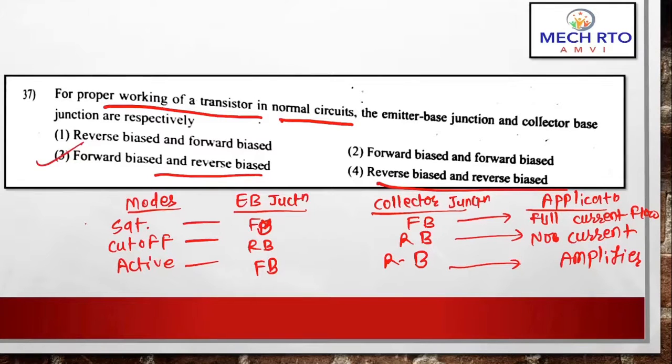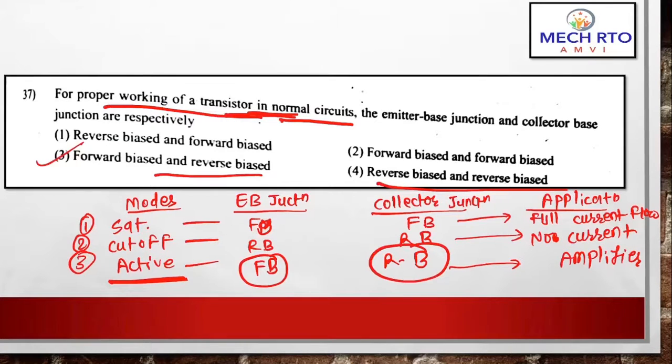So as you can see here, for mode to be active, for proper working of a transistor in a normal circuit, the collector junction is in reverse bias and the emitter base junction is in forward bias, right? So this is what your question was asking: emitter base junction and collector junction, what are its regions of operation, right? So moving on to the next question.